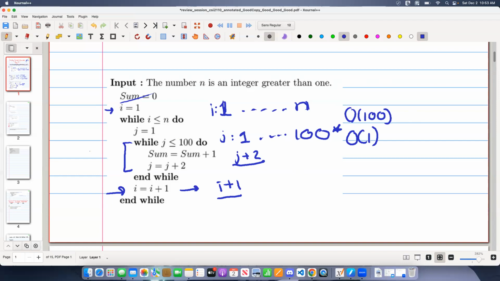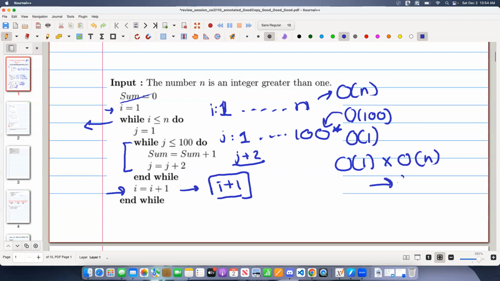And then you have the first loop, which goes from 1 to n. And you see here, i is incremented linearly. So it's just going to go from 1, 2, 3, 4, all the way to n, which you can associate with infinity. So that is going to be O of n. So then O of constant multiplied by O of n is going to be O of n. So that is its complexity.